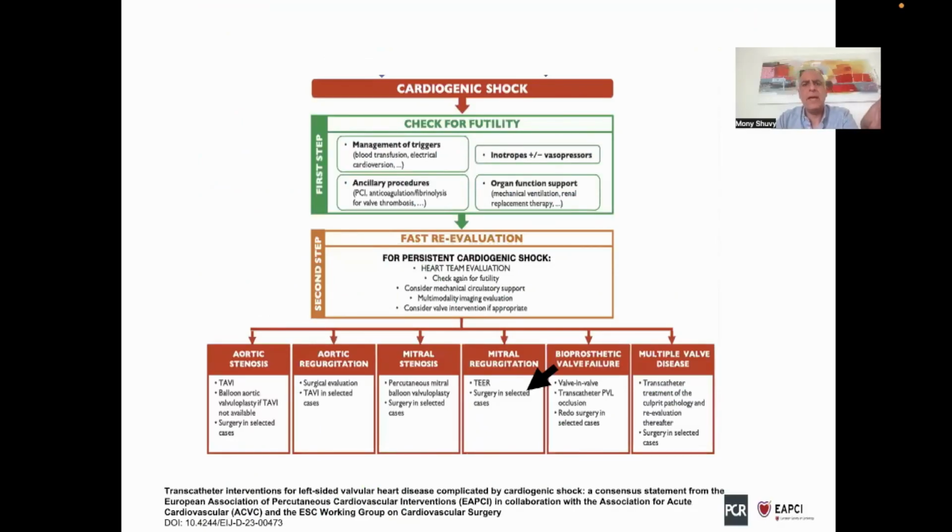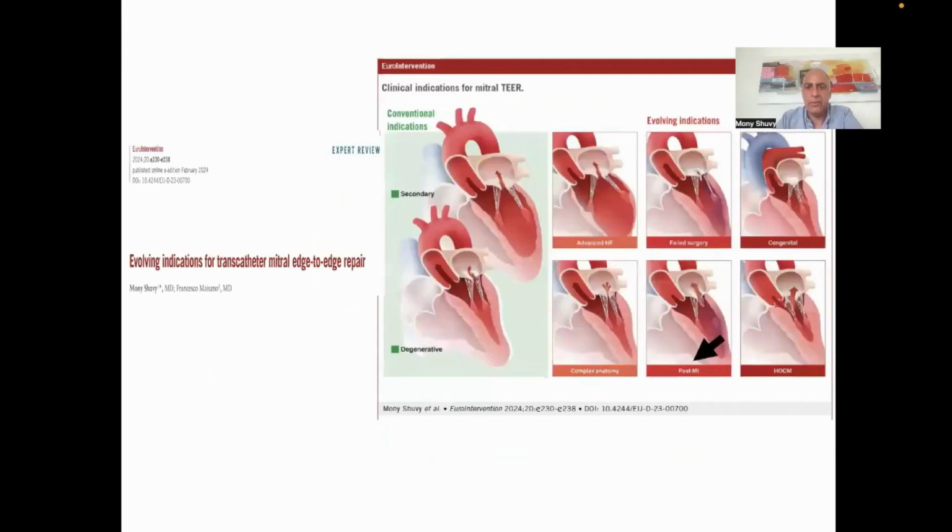As a result of this study and additional studies, the recent guidelines for treating patients with acute MR suggest that after evaluation of the patient, of course, opening the artery if it's possible, considering mechanical support, then when you treat the mitral regurgitation, TEER is the first option, and surgery is advised only in selected patients in which TEER is not available or TEER is not safe to perform.